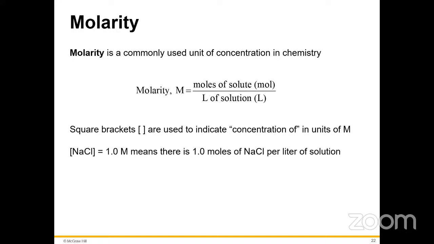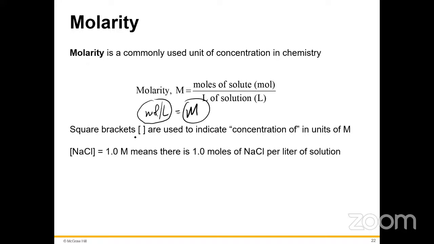And the molarity by definition, as you can see here, is the moles of the solute divided by the volume of the solution. All right. And the abbreviation in terms of the units could be moles per liter, which is the same thing as uppercase M. So whenever you see uppercase M, you should understand it's the same thing as moles per liter.